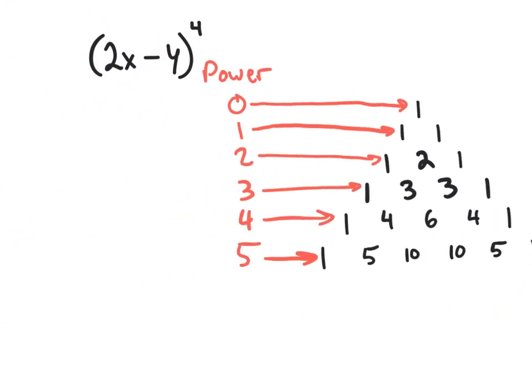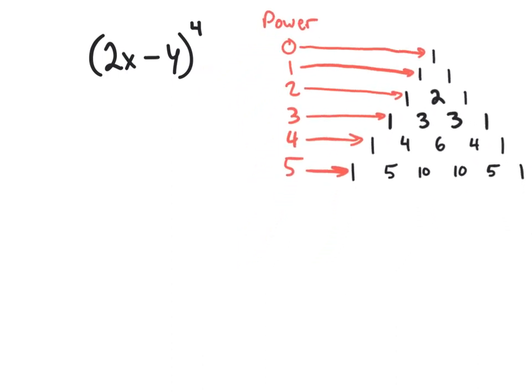And then after that, you just need to remember that anything to the power of 0 equals 1. And anything to the power of 1 will give you the coefficients 1 and 1 in front of your terms. Power of 2 gives you 3 terms, power of 3 gives you 4 terms, power of 4 gives you 5 terms, power of 5 gives you 6 terms. So with that said, let's do this binomial to the 4th power.